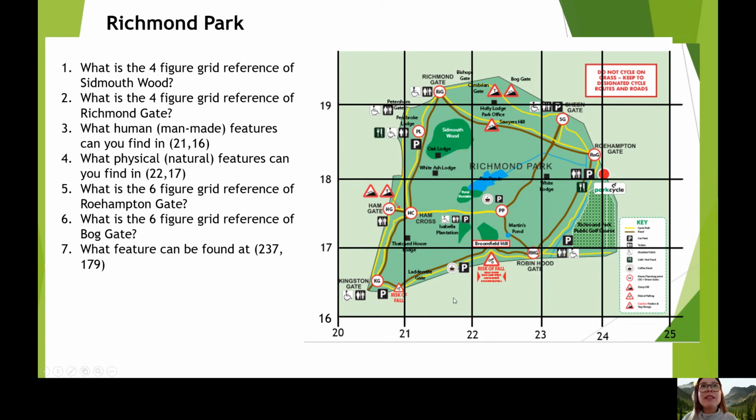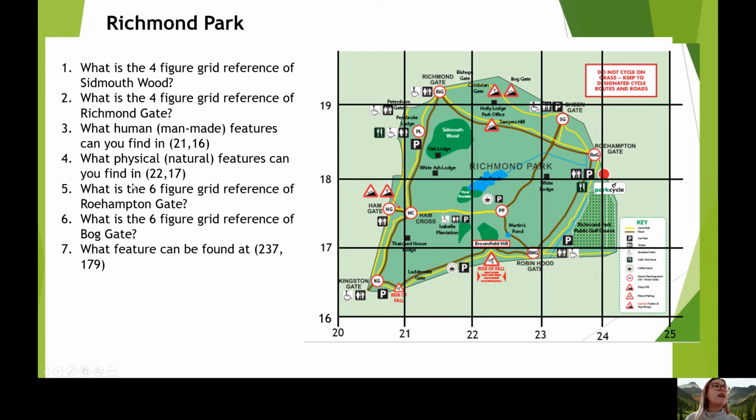And the question is asking for man-made features. Well, what's man-made in this square? I can see a car park. I can see a cafe. And I can see a gate. These are all man-made. Right, please answer question 4, which is asking for natural features, so not man-made.